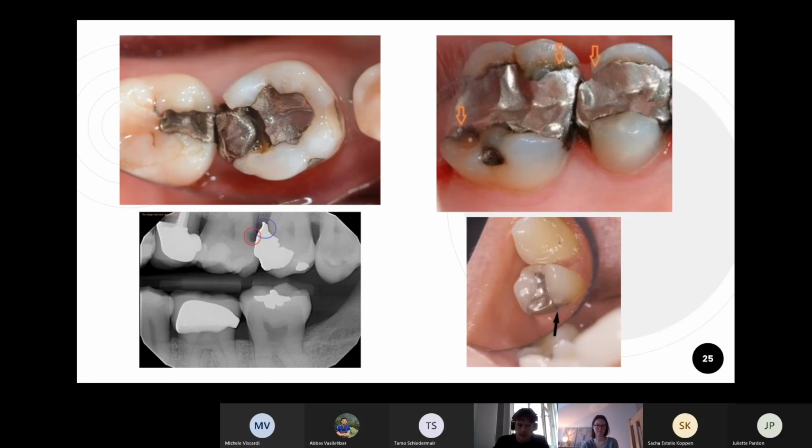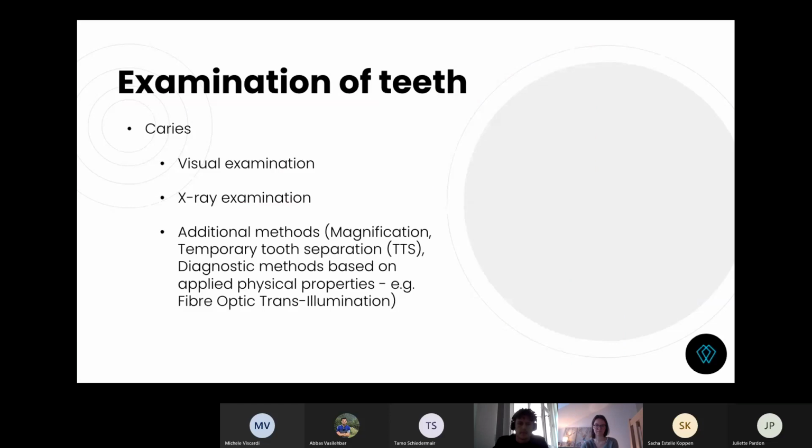In the upper left one, you can see a fractured filling. So what you do, you take out the old filling and make a new one. You see really bad marginal adaptation on the upper right picture, and probably also developing secondary caries. Same on the lower one, you don't see it really well, but where the black arrow points, there's some secondary caries in the proximal box. Next picture.